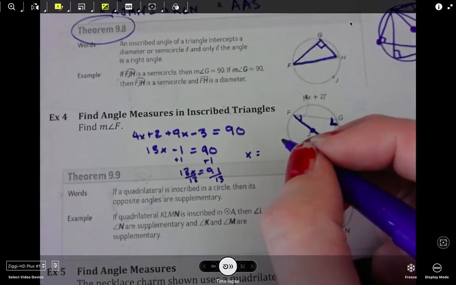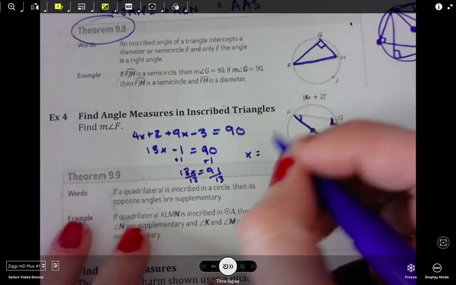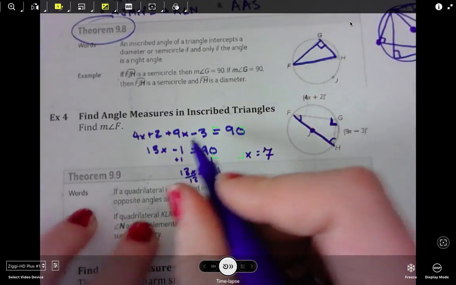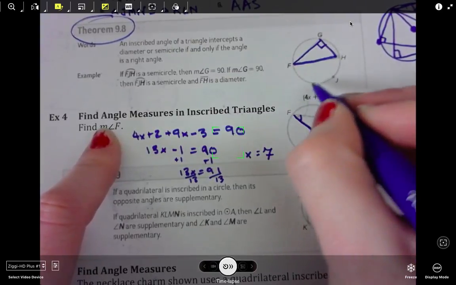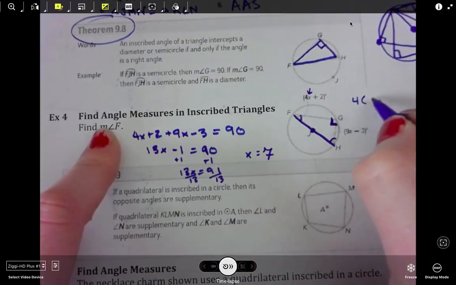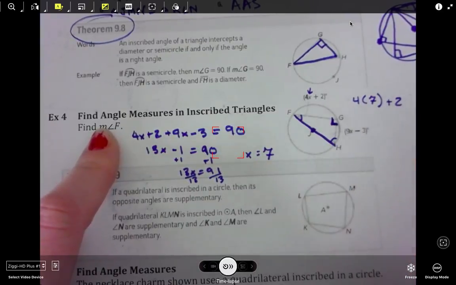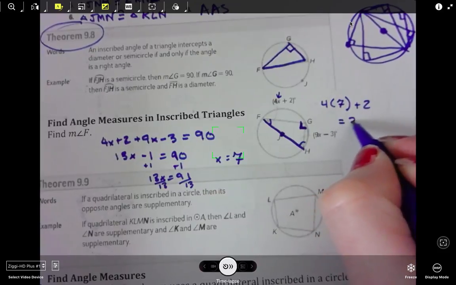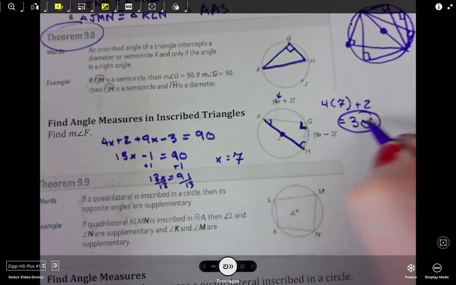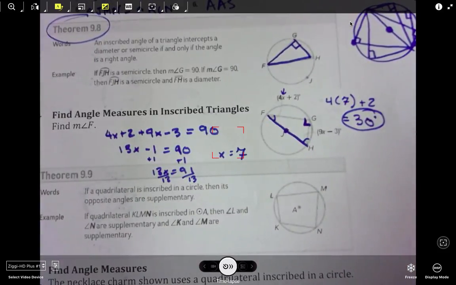91 divided by 13. Yes, x is 7. Okay. They want us to find the measure of angle F. So if I plug 7 back into here, 4 times 7 plus 2. 4 times 7 is 28 plus 2. This is a 30-degree angle. Okay, that's what angle F is.